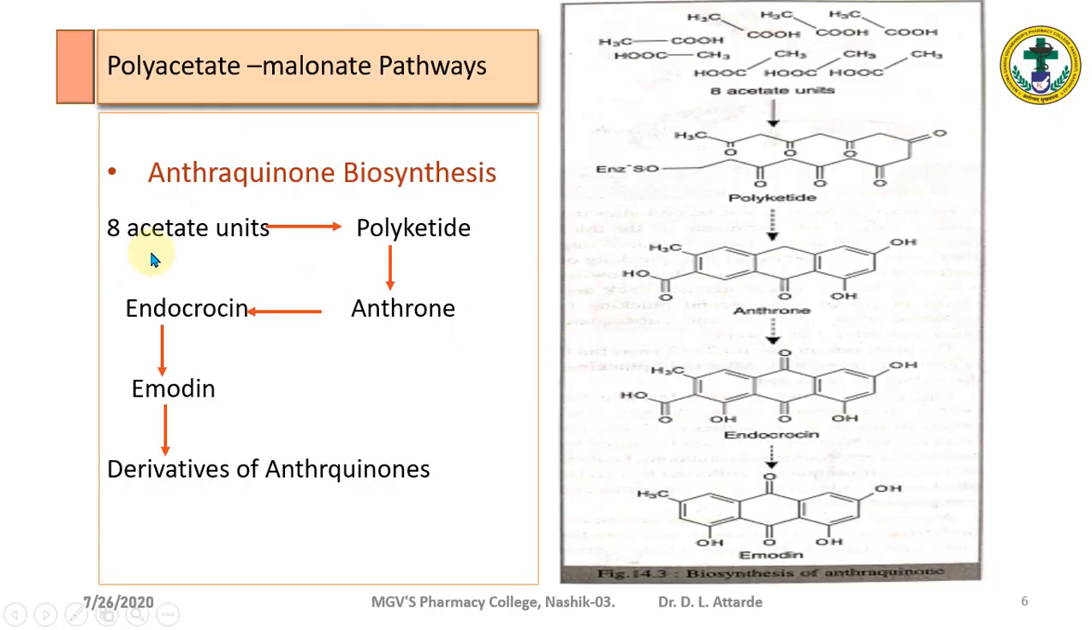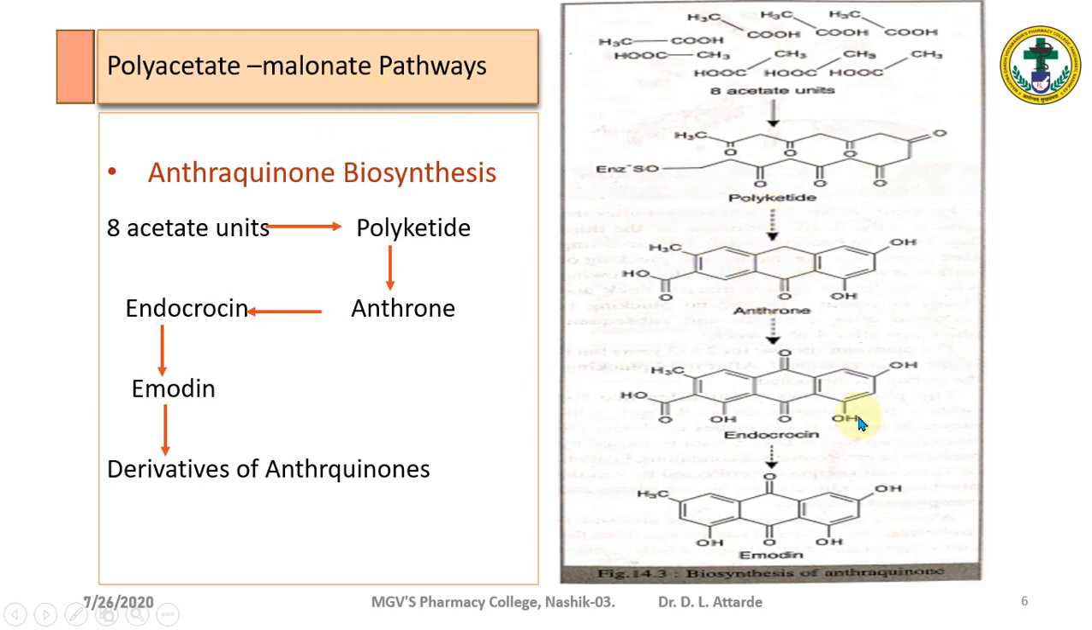So ideally in this biosynthesis, anthraquinone synthesis starts with 8 acetate units, therefore the name polyacetate. Now this ring closing, addition and enzyme reaction involves malonates, therefore the name malonate.